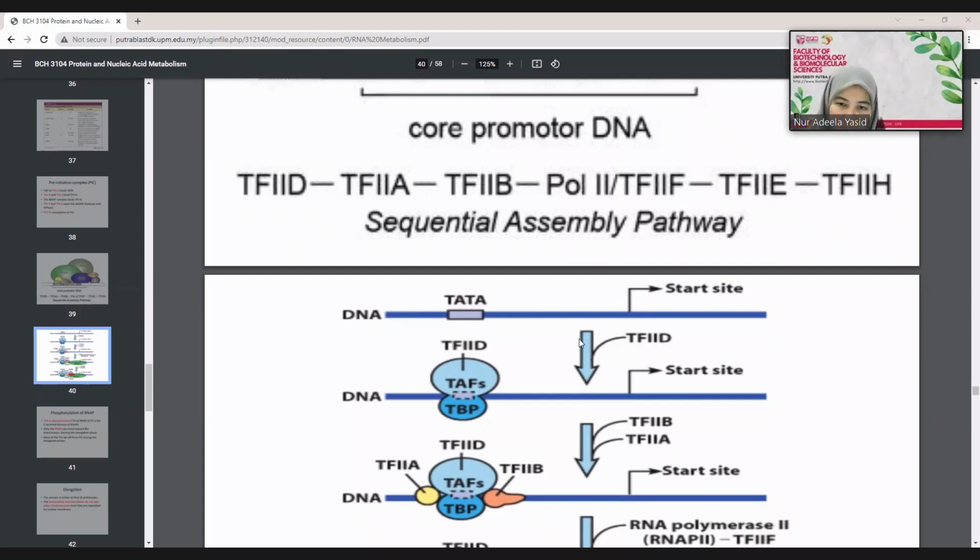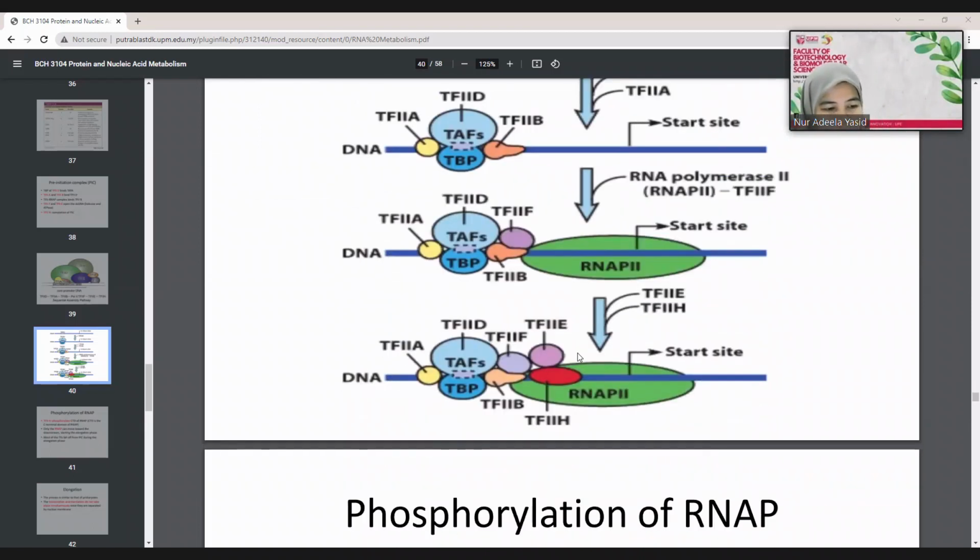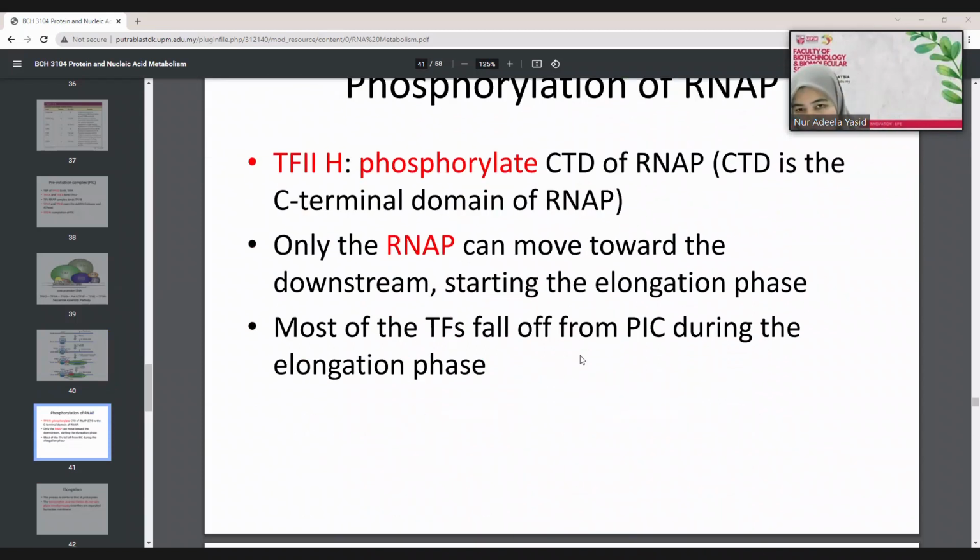But for the elongation phase, we need only RNA polymerase to enter, meaning only RNA polymerase can move down to the downstream. And remember, the promoter is located at the upstream region. The minus 35 and minus 10 are all located at the upstream. So for the elongation phase, only RNA polymerase can move down towards the downstream.